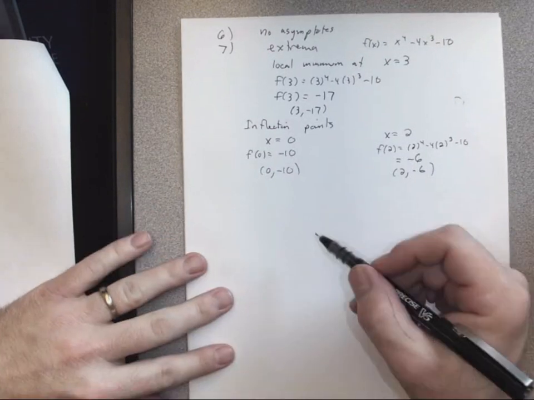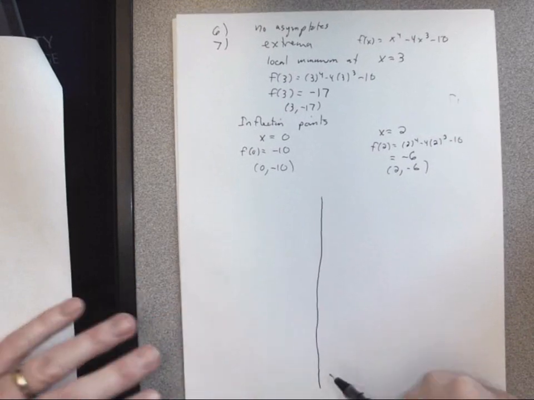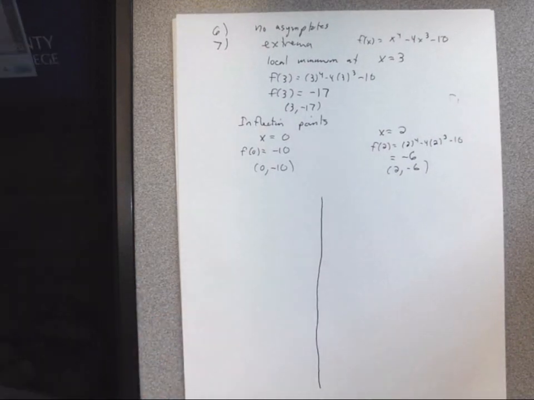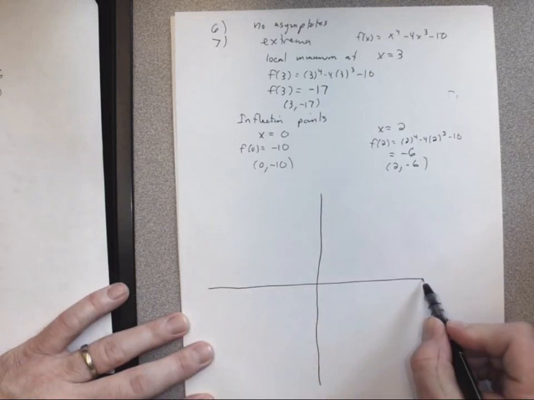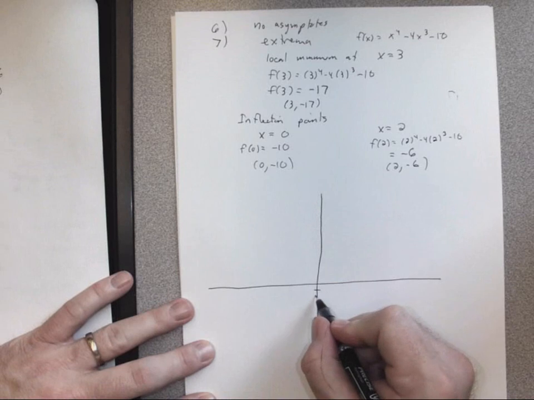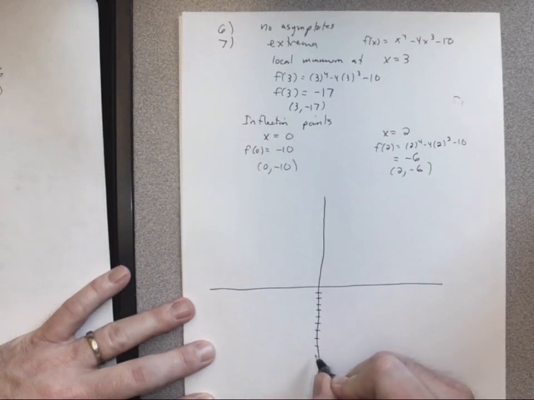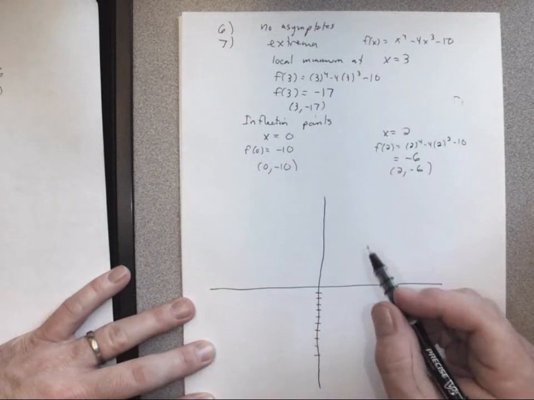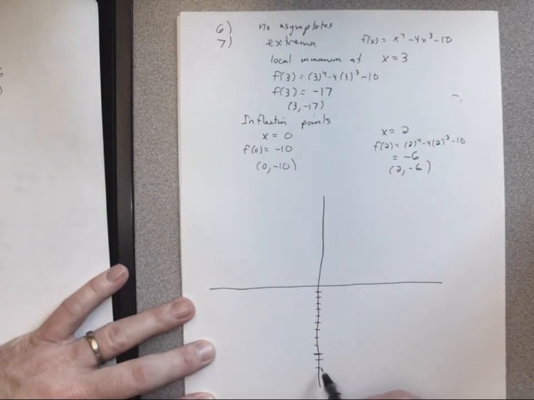So let's plot this to the best of our ability. Alright, so I know that I have to do 0, negative 10. So 1, 2, 3, 4, 5, 6, 7, 8, 9, 10. I also have 3, negative 17. So 10, 11, 12, 13, 14, 15, 16, 17. Okay.